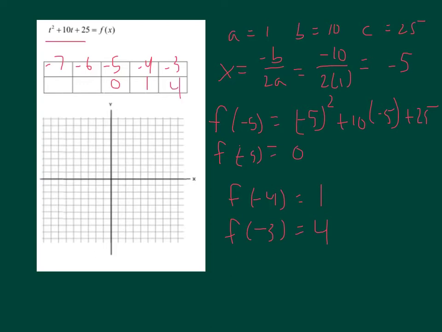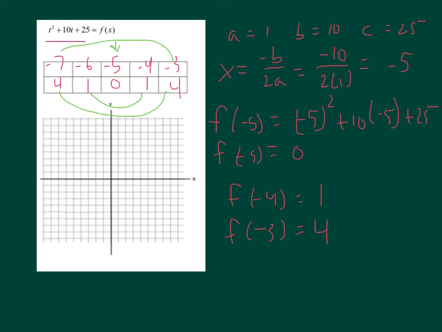Now, if I've done the math correctly, these y values should be the same, because negative 7 and negative 3 are both 2 units away from negative 5. So since they're equidistant from the vertex on either side, their y values should carry the same value. So I can confidently place 4 there and 1 there.